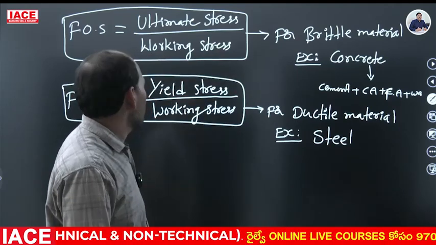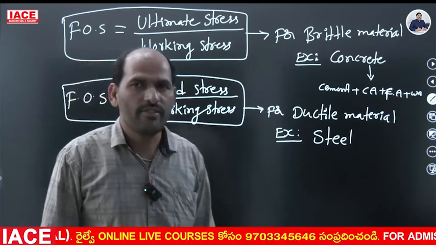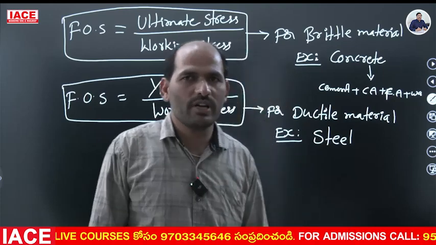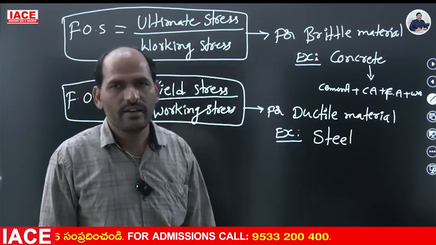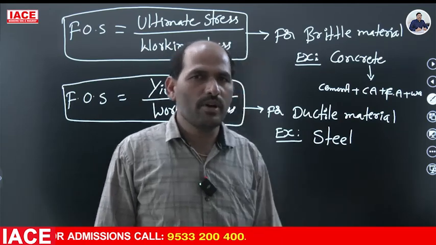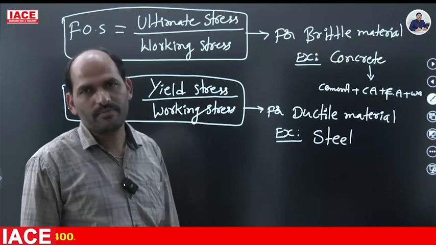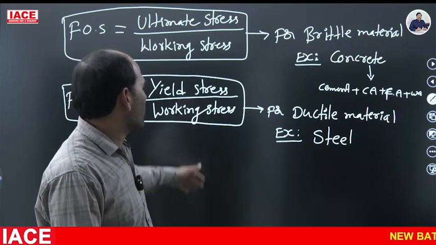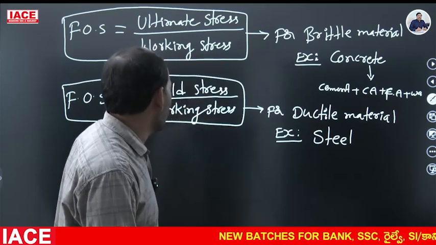Right, so factor of safety is ultimate stress upon working stress, and factor of safety is yield stress upon working stress. Ultimate stress upon working stress is applicable for brittle material, and yield stress upon working stress is applicable for ductile material. Right, so this is the factor of safety. Very important from our examination point of view.